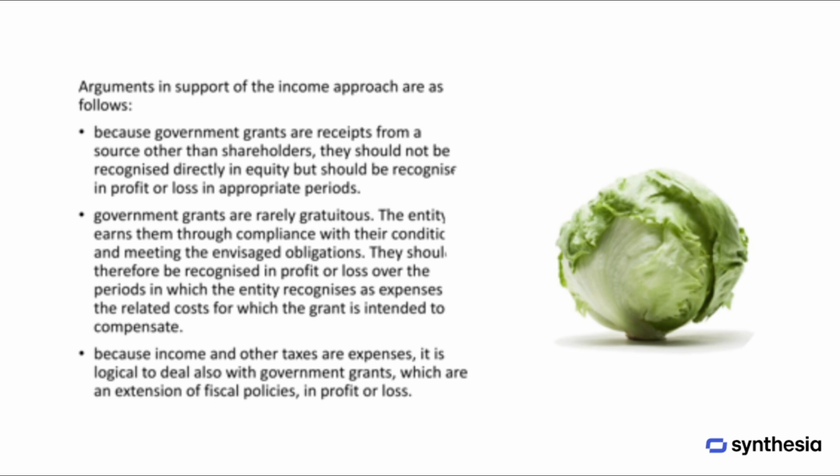Those who support the income approach argue that government grants come from sources other than shareholders, so they should not be recorded directly in equity. Instead, they believe these grants should be recognized in profit or loss during the periods that match the related expenses. They also point out that government grants are rarely given without conditions. The business earns them by fulfilling certain requirements, so the grants should be recorded over the same time frame as the costs they are meant to cover. Additionally, since taxes are treated as expenses, it makes sense to account for government grants, which are part of fiscal policy, in profit or loss as well.